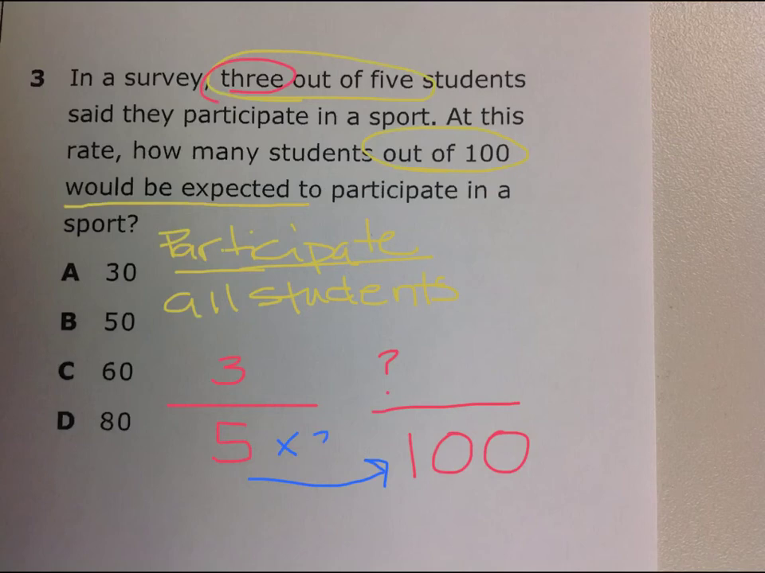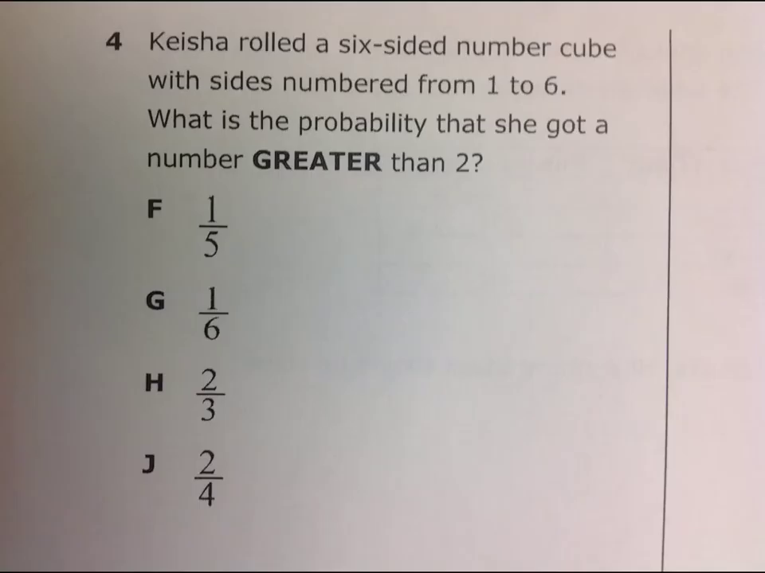I hope you remembered that 5 times 20 is 100. So to find my missing number, I simply do the same relationship that I have at the bottom, and 3 times 20. Well, I know 3 times 2 is 6, and add a 0 has to be 60. And there's my answer right there. 60 out of 100 would participate in sports, probably, most likely, based on the facts that I've already found. All right, last one. Here we go.